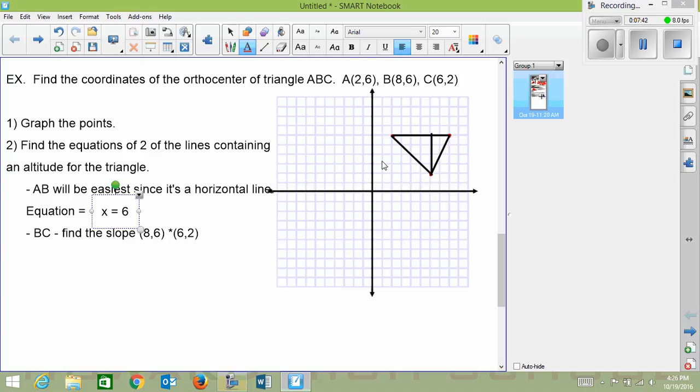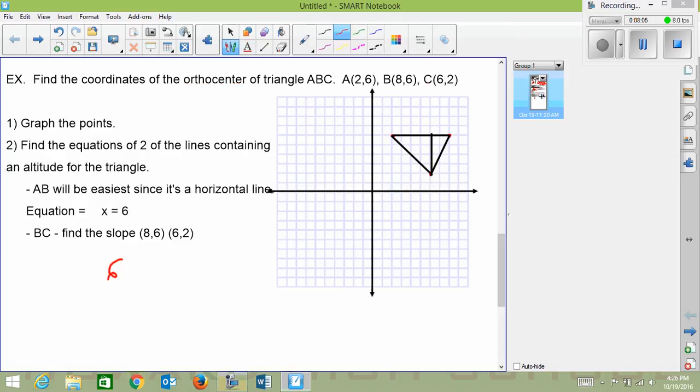So now, BC, you need to find the slope of it. And if you remember from chapter 3, to find slope, you subtract your y's. And so 6 minus 2 will go on the top. The y's right here. And then the x's will go on the bottom, 8 minus 6. So I have 4 over 2, so my slope is 2. I better draw on this A, B, C.